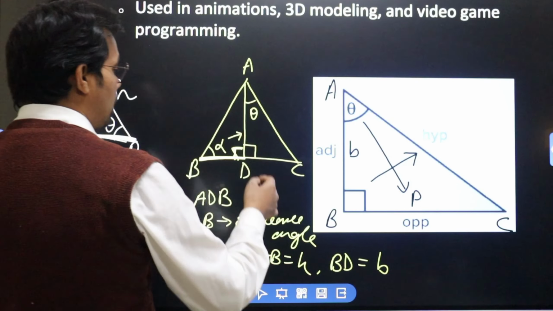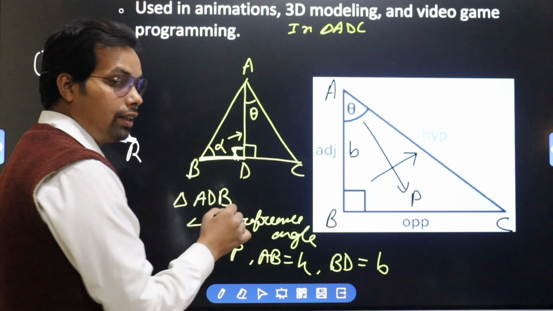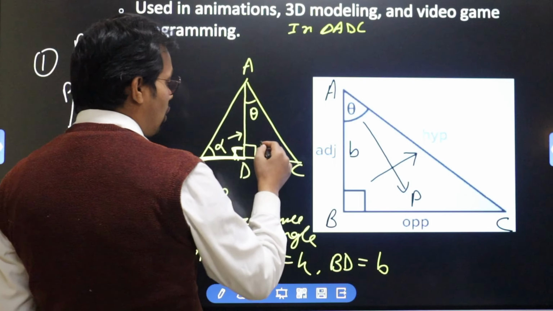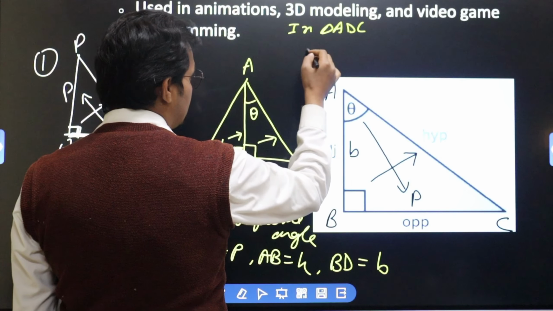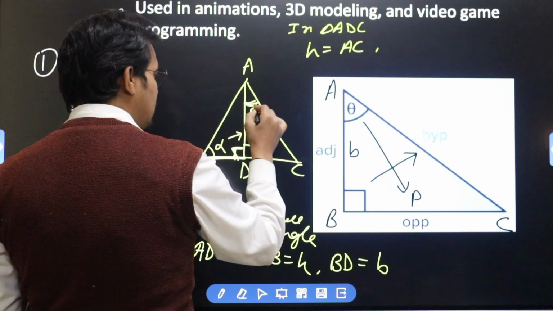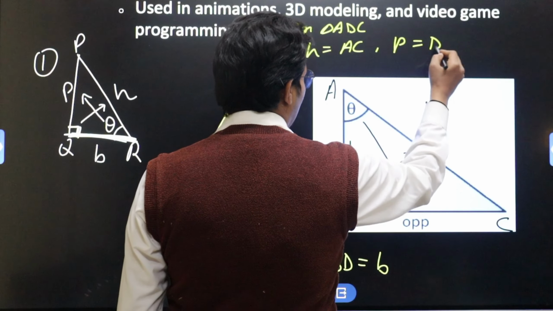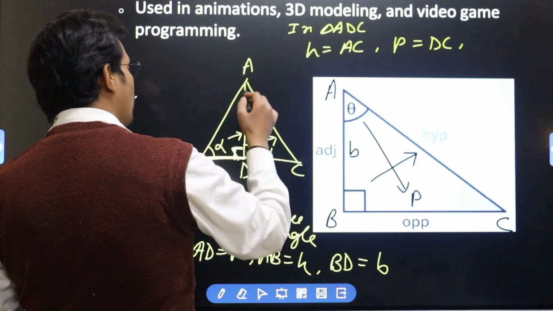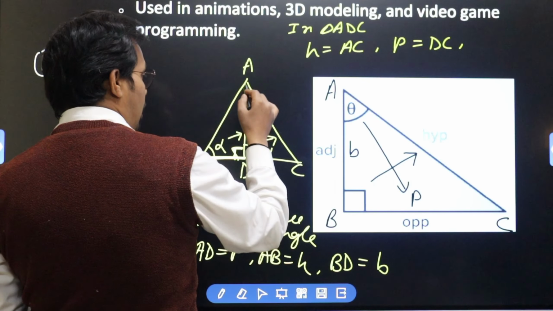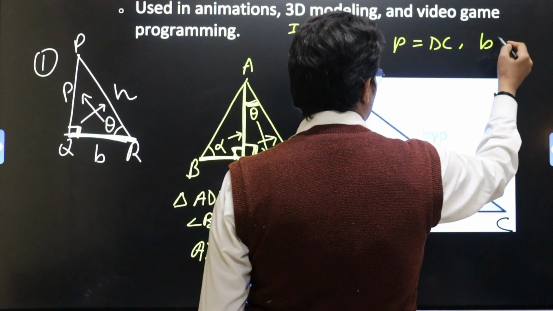Now, come to this part, triangle ADC. 90 degrees is at D, so the side opposite of 90 degrees, which is AC, will be the hypotenuse. The side opposite of the reference angle theta is DC, and that will be the perpendicular, and the side along with theta and 90 degrees is AD, and AD will be the base.